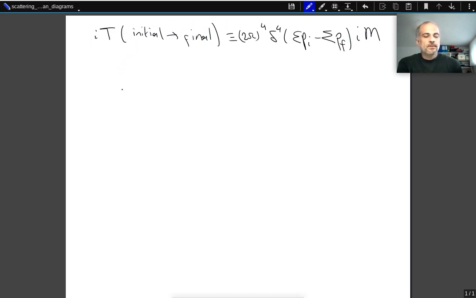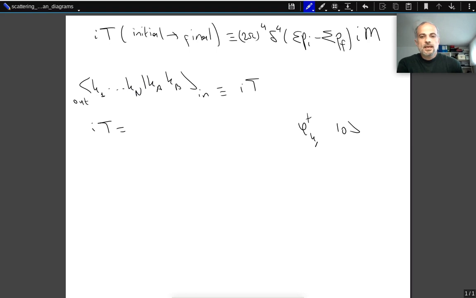If you remember, we had defined these k_a, k_b ingoing states, and k_1 up to k_n, these are the outgoing states. This was how we had defined the T matrix element. If you remember how we had defined these states, from the zero state we first created the k_a and k_b particles. Then we evolved them from the time minus t to the time t.